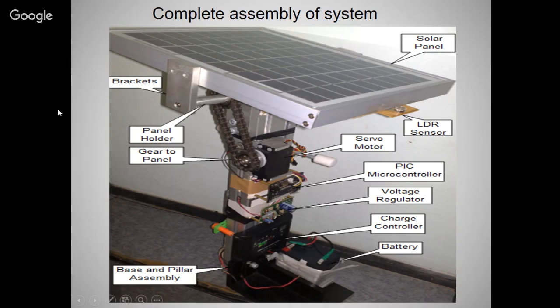And this is a panel. This is a gear and panel mechanism. Servo motor, here the servo motor is used. LDR sensors, microcontrollers, voltage regulators, which are used to regulate the voltage where 5 volt is needed or 12 volt is needed, charge controller, battery, base, and the pillar assembly. These are all the hardware components of the solar tracker.